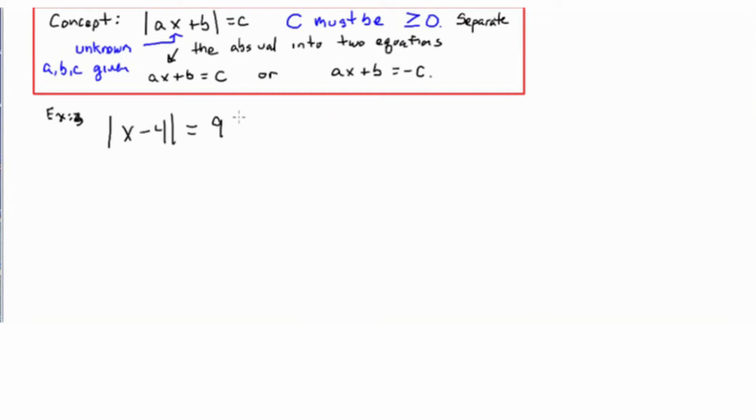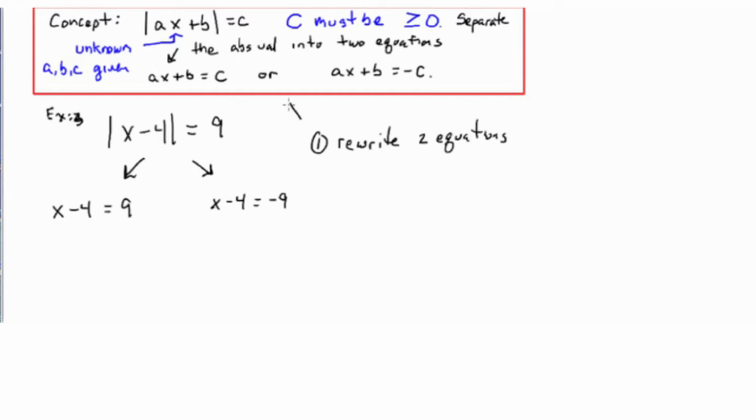Example 3, the absolute value of x minus 4 equals 9. We're going to separate this into x minus 4 equals 9 and x minus 4 equals negative 9. So we rewrite the two equations, and then we're going to solve for x by adding 4 to both sides. So x equals 13 and x equals negative 5.